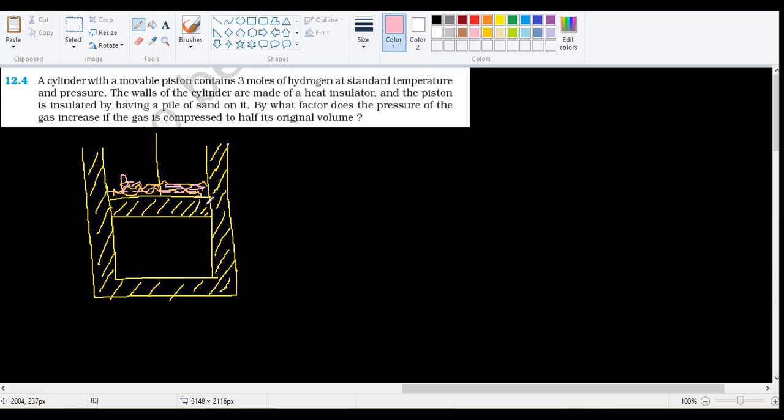But it says for pressure, right? Like to add pressure for the piston? Yeah, maybe you are compressing this. You can imagine that you are pushing this piston downwards, which means the piston will be coming over here, which means the volume will decrease, whereas the pressure will increase. Do you agree? Yes, sir. So let's read that one more time. By what factor does the pressure of the gas increase if the gas is compressed to half its original volume?